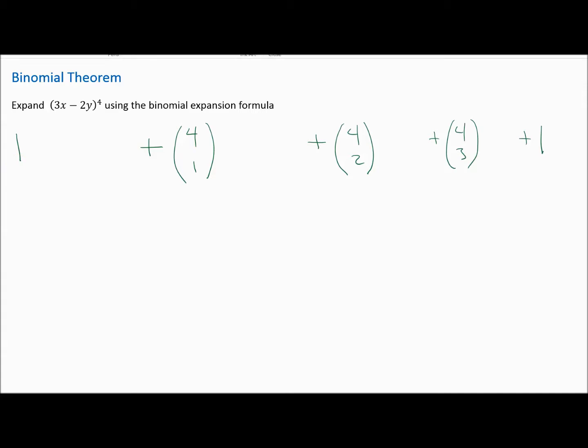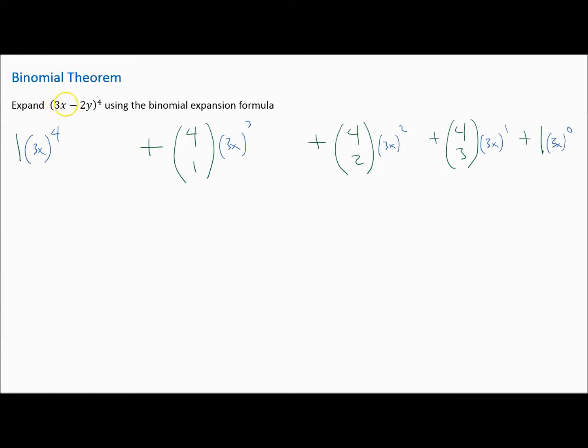Now I want to take a look at, in a different color, let's do our first term. So we're going to have 3x, and you always start with the exponent to the 4th. Then you're going to have 3x to the 3rd. Then you're going to have 3x squared. Then you're going to have 3x to the 1st. And here you're going to have 3x to the 0. See how I did that?